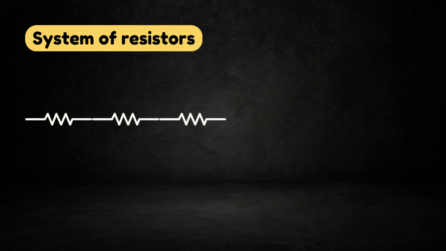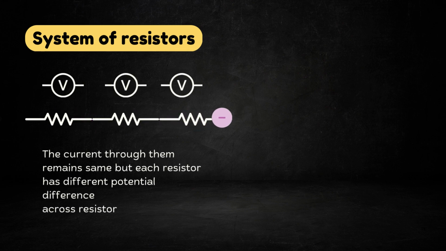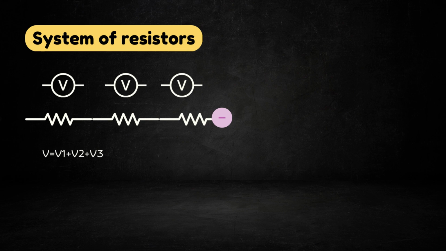So when they are connected in series, the current through them remains the same, but each resistor has a different potential difference. So applying Ohm's law on this, total voltage across all the three resistors would be V1 plus V2 plus V3. Applying Ohm's law, where V is equal to IR, IR would be equal to IR1 plus IR2 plus IR3, where R is the total effective resistance. Removing the I from this equation, we can write the effective resistance when connected in series as R1 plus R2 plus R3.